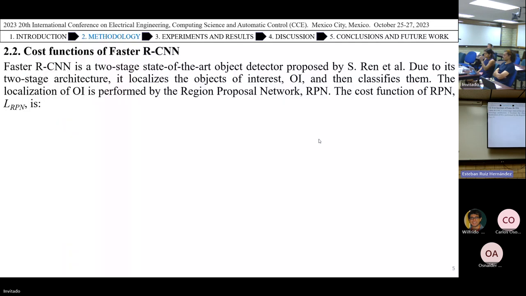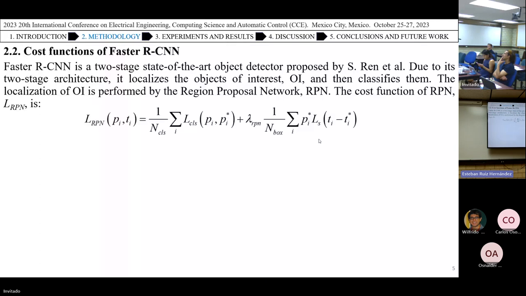Now let's see the cost functions of the Faster RCNN. Faster RCNN is a two-stage object detector, and is very well known. This two-stage detector means that first it localizes the object of interest and then classifies them. The localization of the object of interest is performed by the region proposal network, which was the main contribution of this model. So let's see the cost function of the RPN.